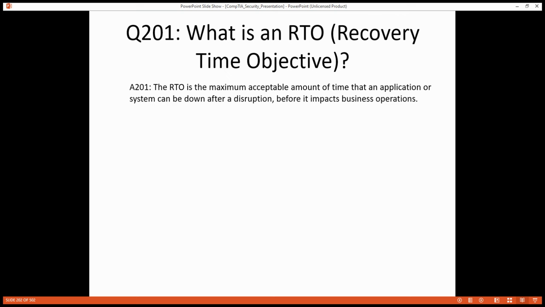Q201. What is an RTO, recovery time objective? A201. The RTO is the maximum acceptable amount of time that an application or system can be down after a disruption before it impacts business operations.